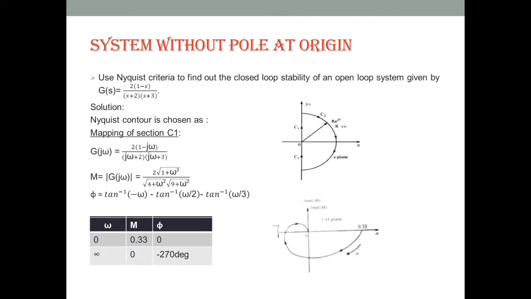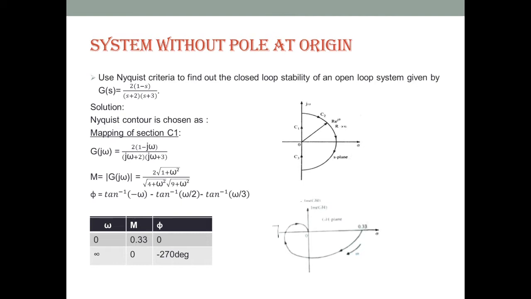So let's take an example. By using the Nyquist criteria, we need to find out the closed loop stability of a given open loop system. So here the open loop system is given as G(s) equal to 2 into (1 minus s) divided by (s plus 2) into (s plus 3). So here we have to determine whether the closed loop system is stable or not.